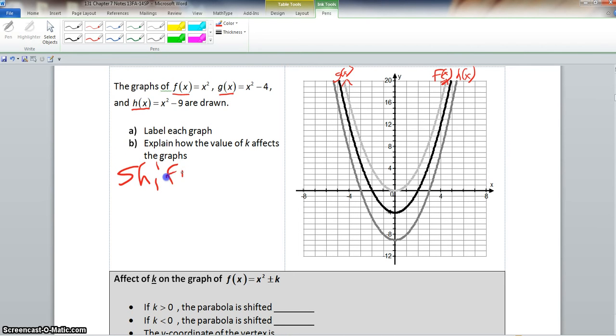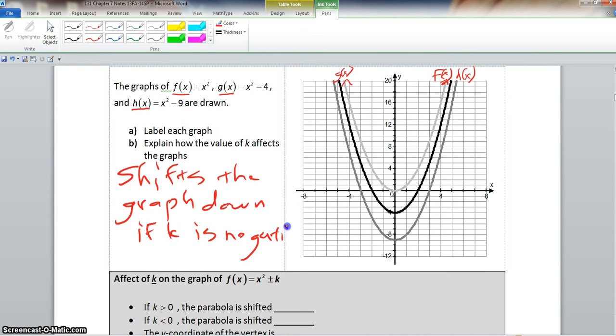Okay, now it says explain how the values of k affect the graph. It shifts the graph down if k is negative. And when we say shift it down, it's down that many units.